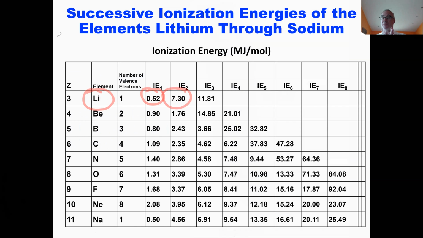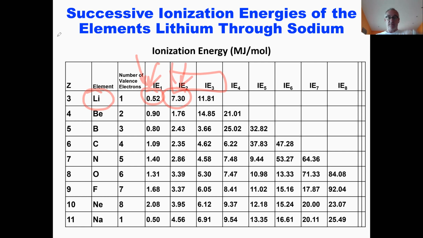Over 10 times more. You see that big jump means that this is a valence electron and this isn't, because of that huge jump in the amount of energy required to take that second one. That means that these two are core electrons and this one is a valence. So lithium only has 3 electrons. 2 of them are core and 1 of them is valence.